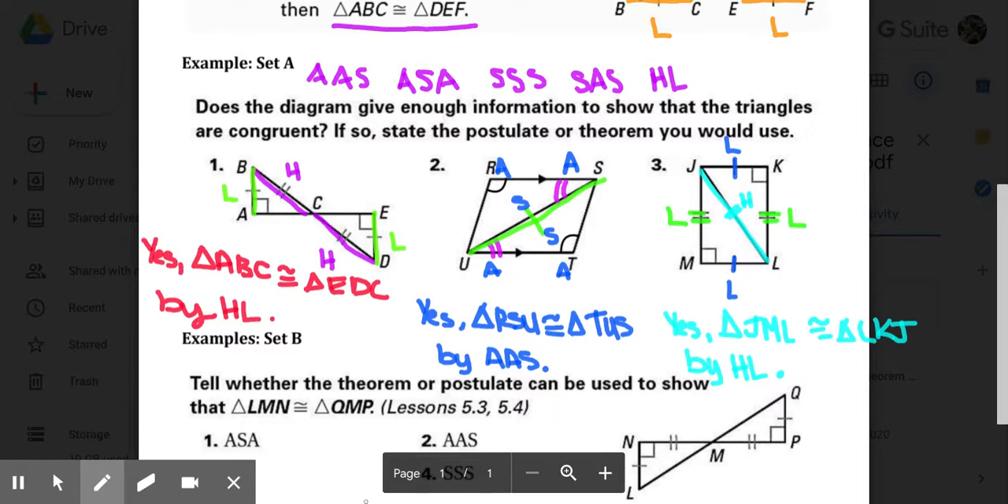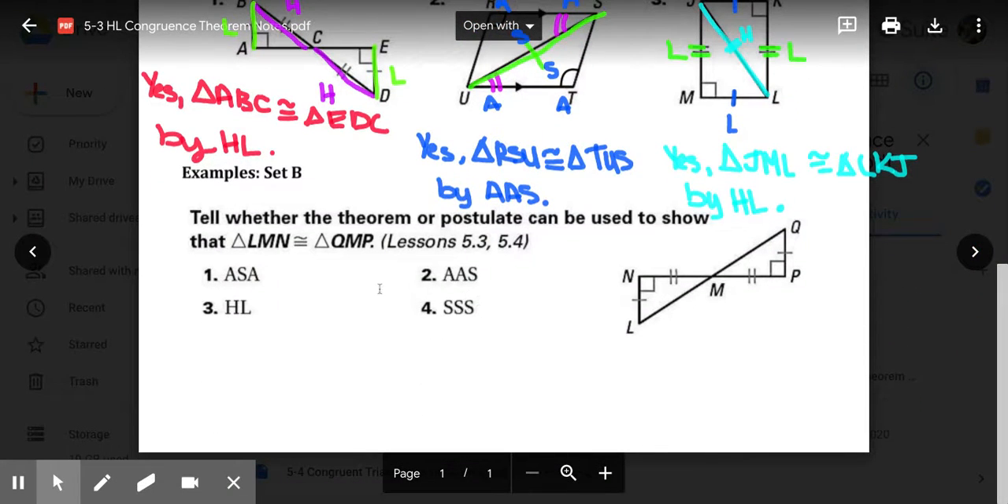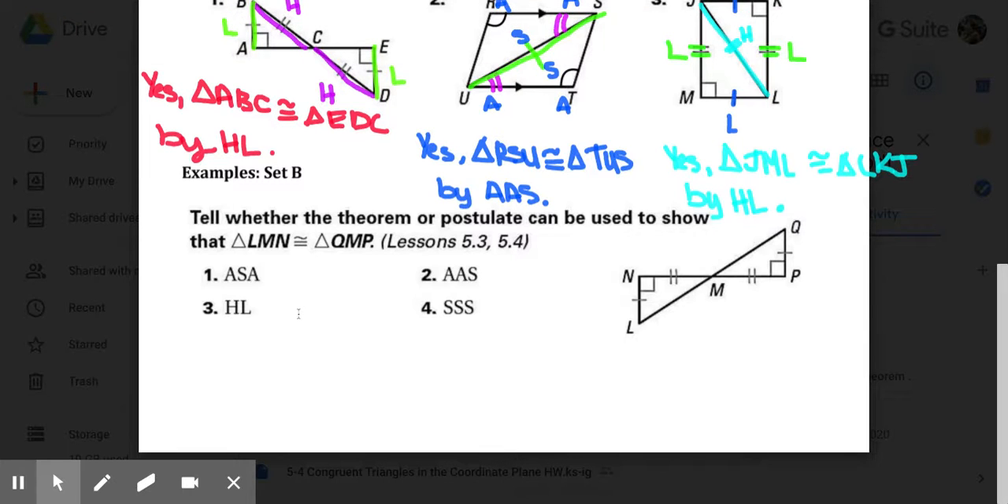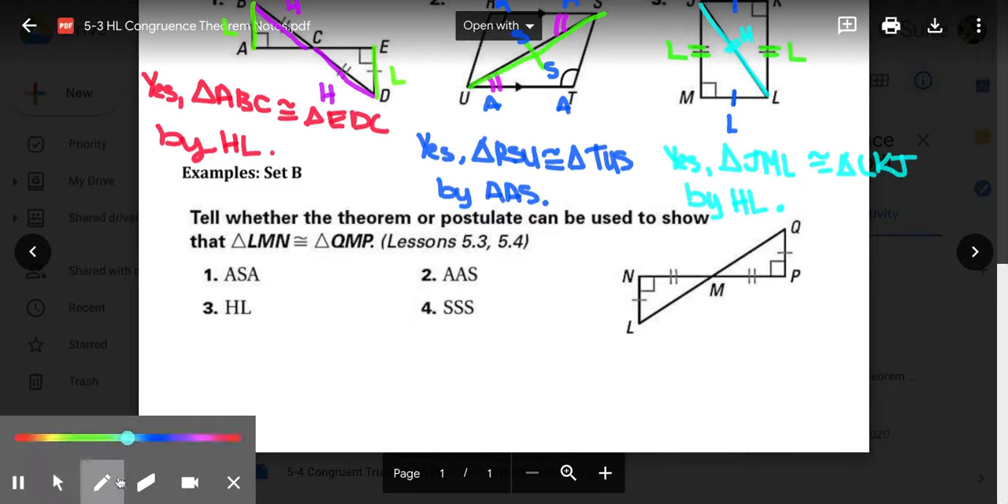All right, let's go ahead and let's take a look at the last problems. Okay, so set B, it says tell whether the theorem or postulate can be used to show that triangle LMN is congruent to triangle QMP. Okay, so we're going to go ahead and look at each individual theorem and see if it works. Now, before we start looking, I want to label anything else in this diagram congruent that may be unmarked. So I do see that I have vertical angles here, so I'm going to label these two vertical angles congruent. So now that I've done that, let's go ahead and look at each particular theorem.